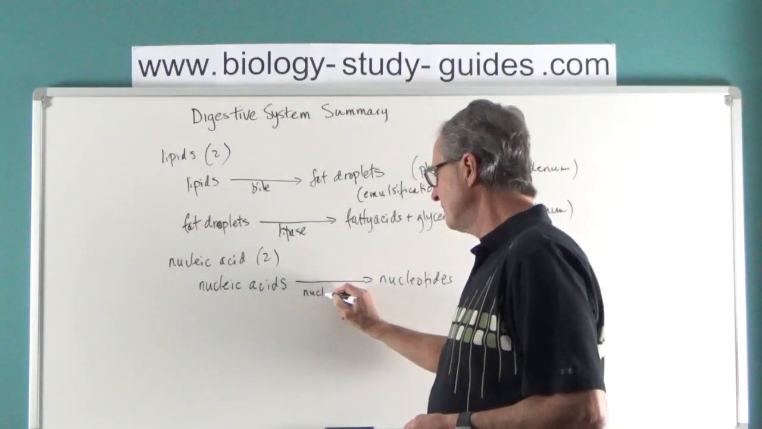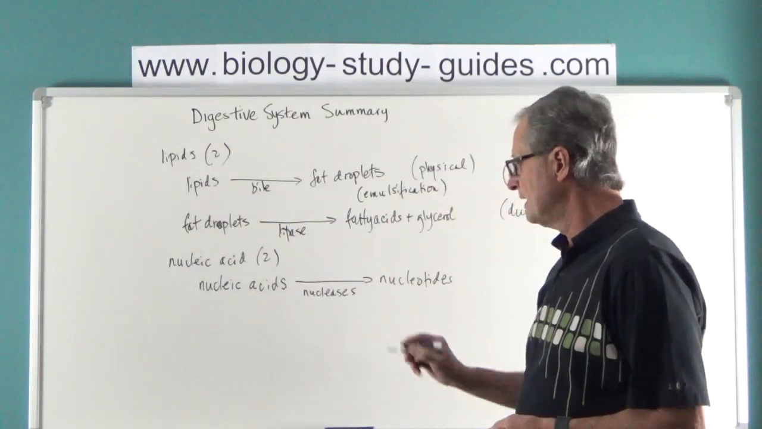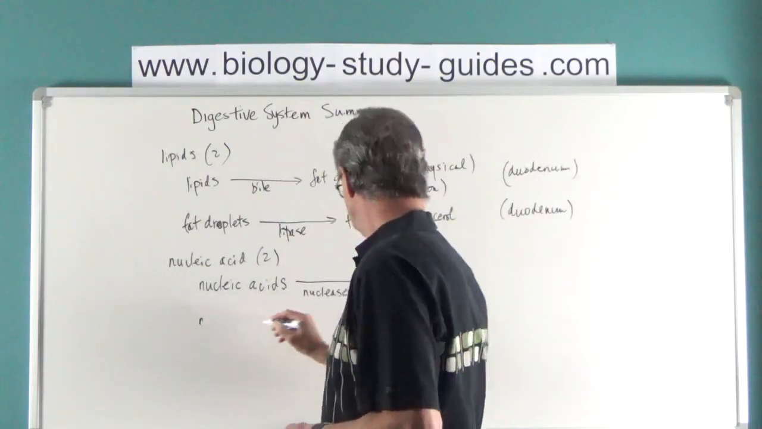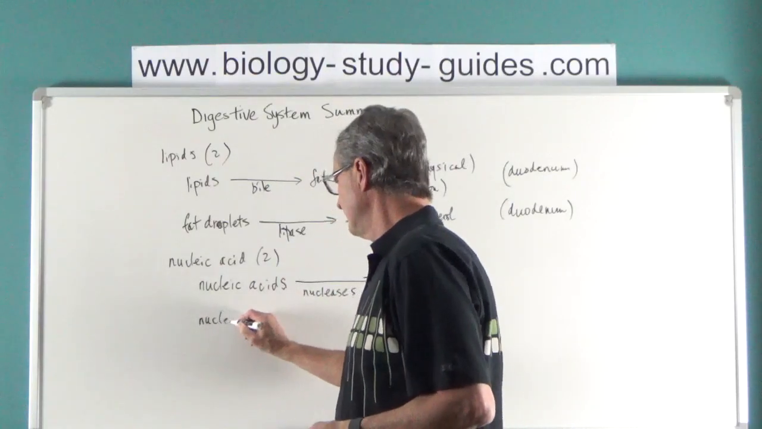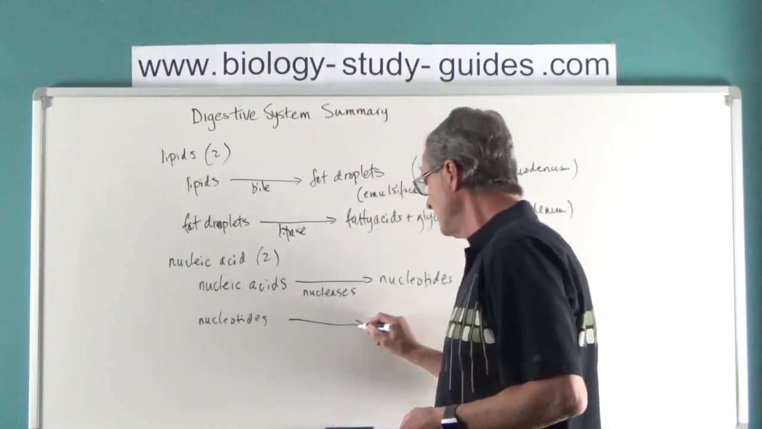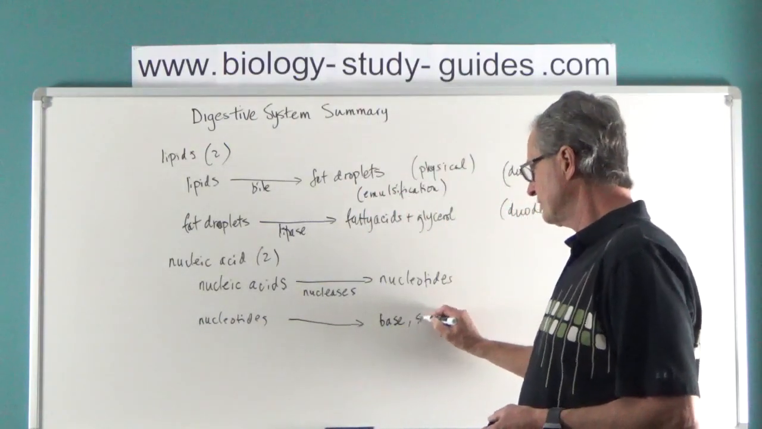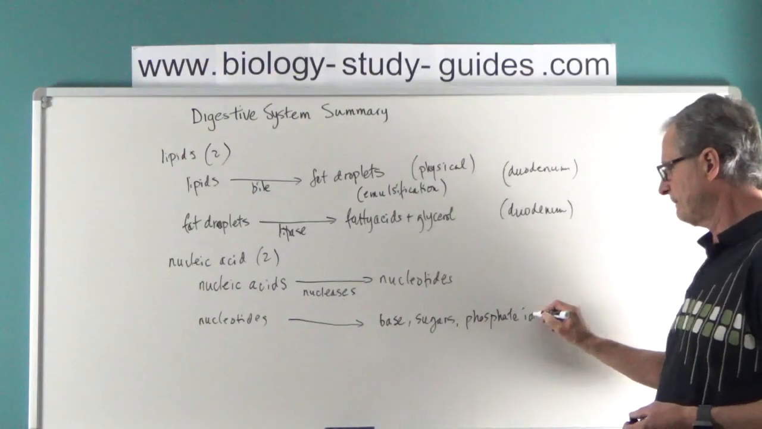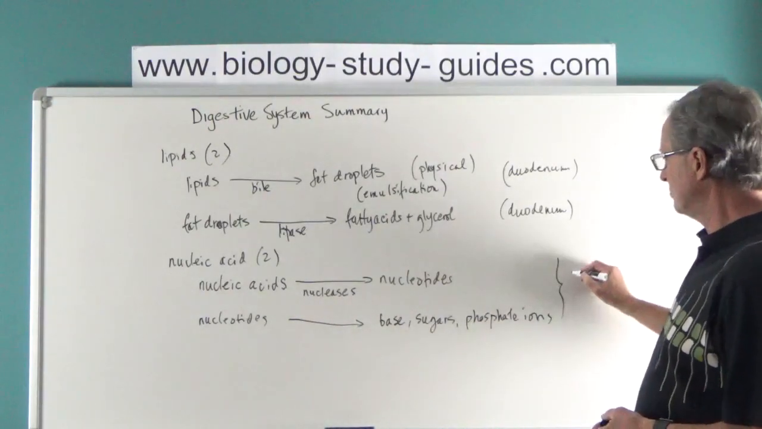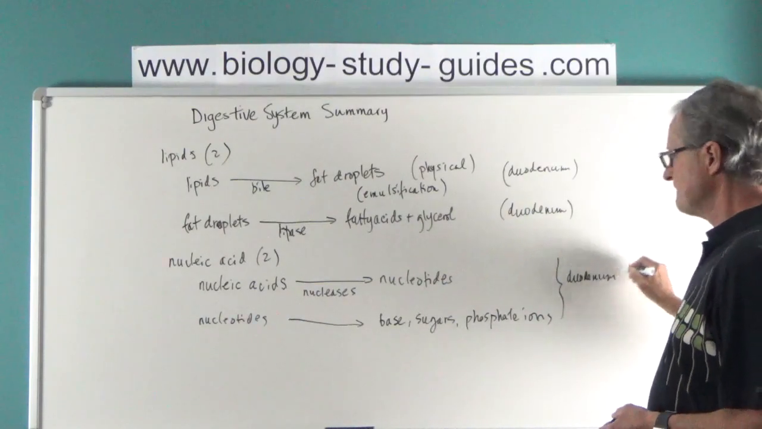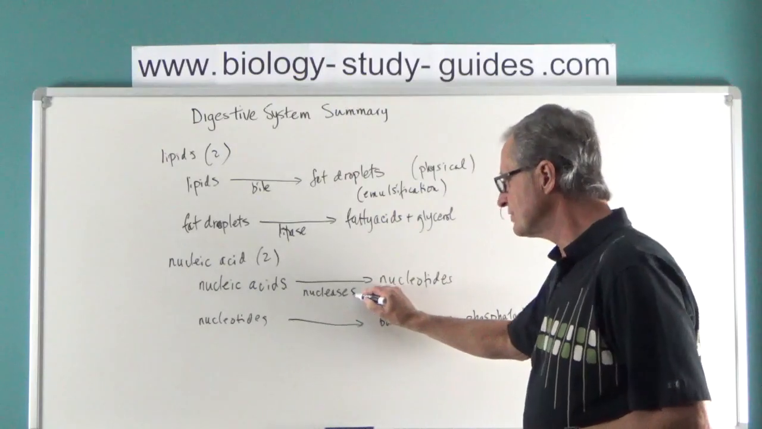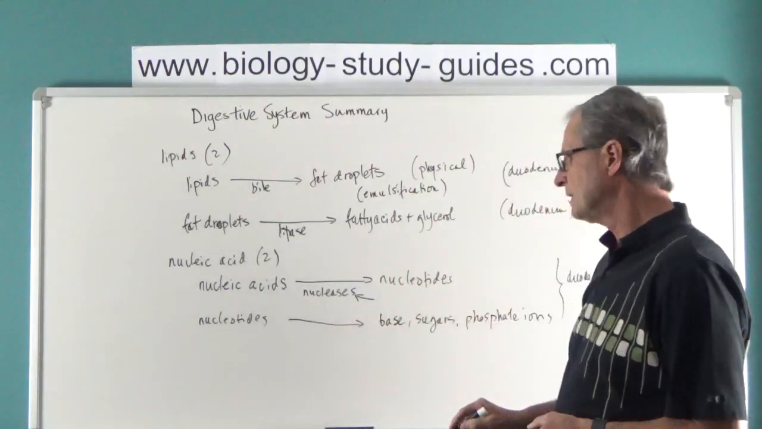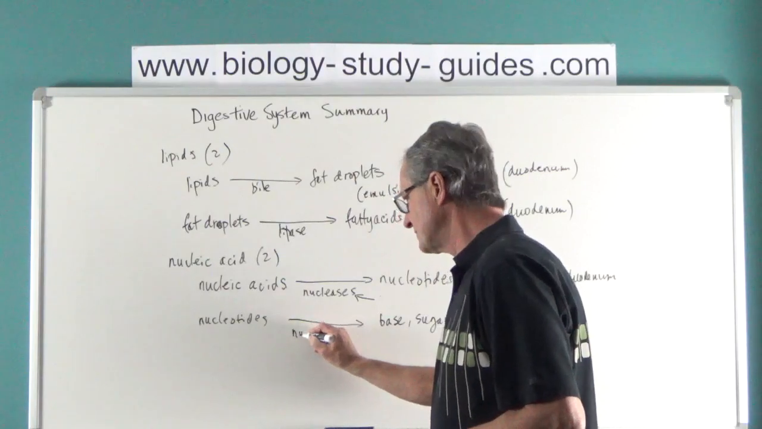These are nuclease enzymes. Now I put an S on here, nucleases. There's several different types of nucleases. The nucleotides cannot be absorbed. They have to be broken down into their components, which are the base, sugars, and phosphate ions. All of these processes occur in the duodenum. I should mention that some of these nucleases come from the pancreas, other ones come from the small intestine. So there's, like I say, a variety of them. Oh, and this enzyme here, nucleotidases.